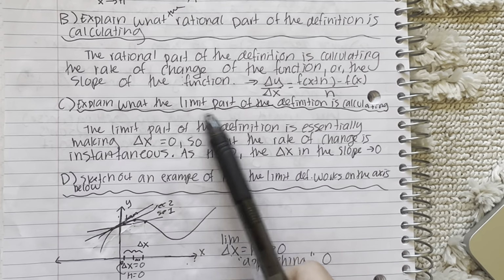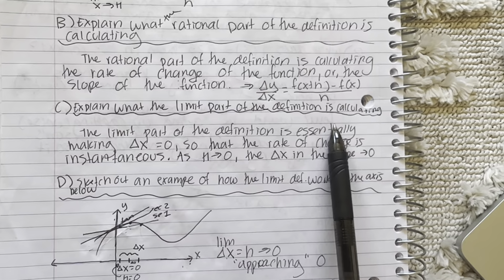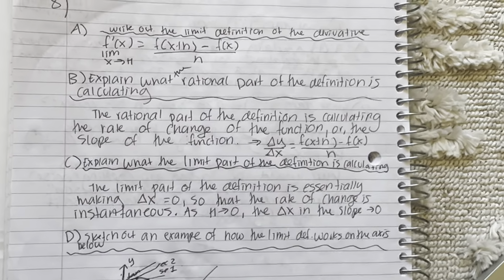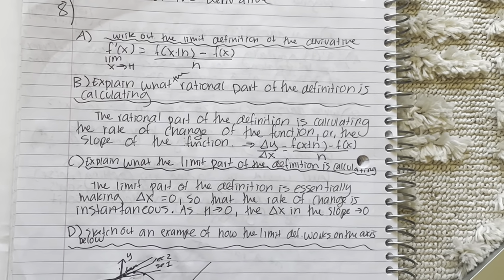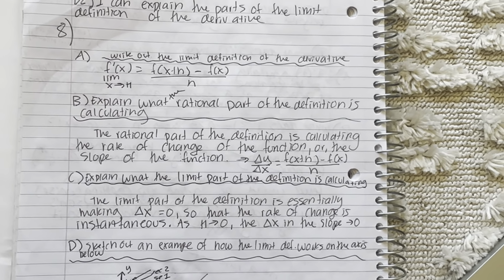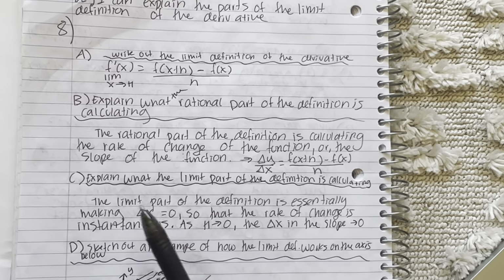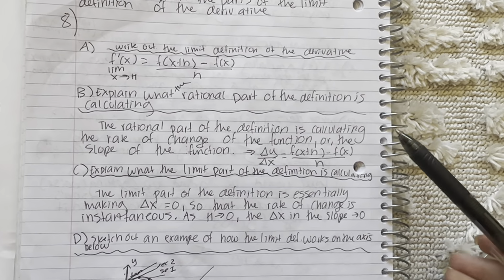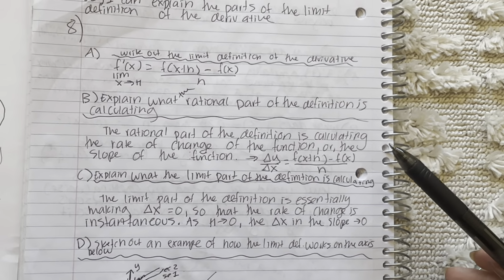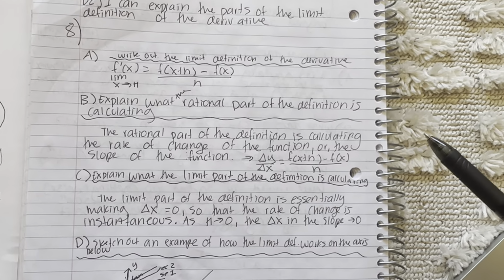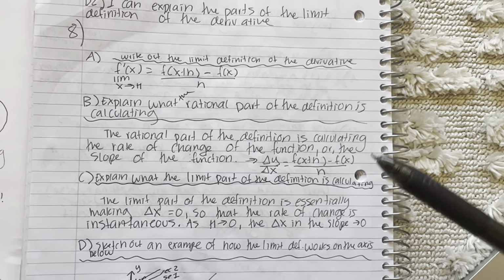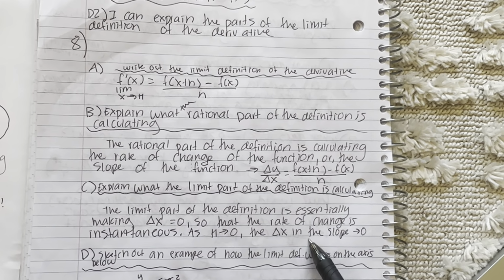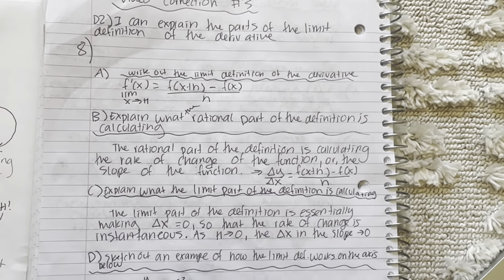C, explain what the limit part of the definition is calculating. So that is this part over here. The limit part of the definition is essentially making the change in x equal to 0. As we can see, h is meant to approach 0. So we're making it closer to 0 so that the rate of change is instantaneous. As h approaches 0, the change in x in the slope goes towards 0.